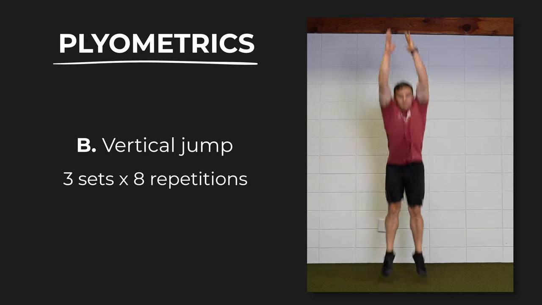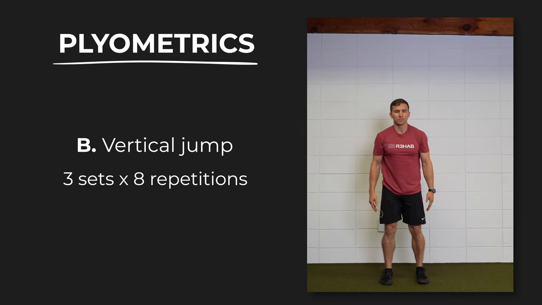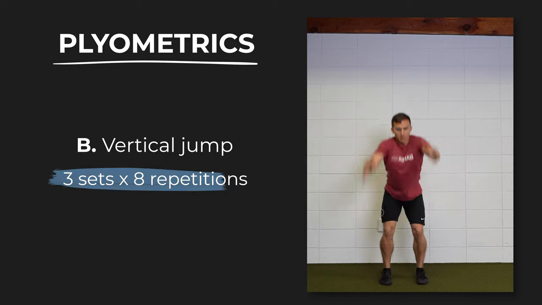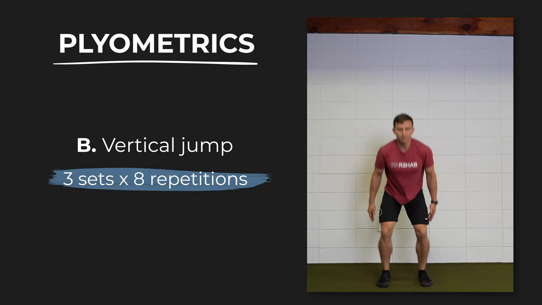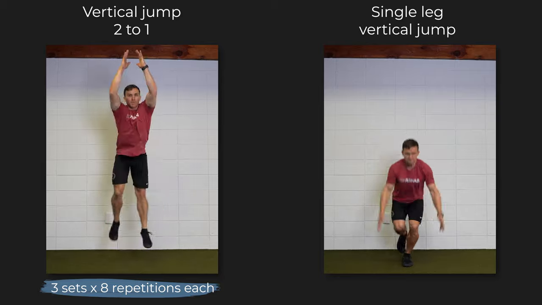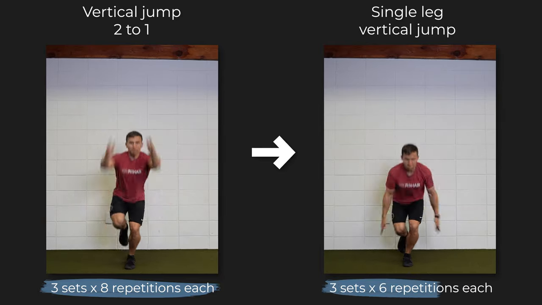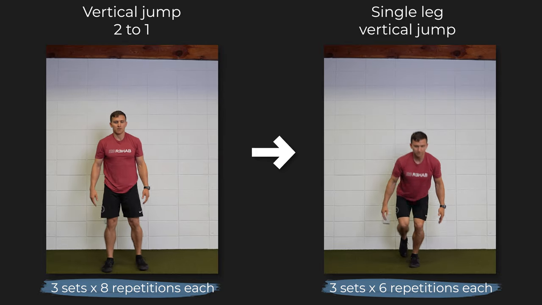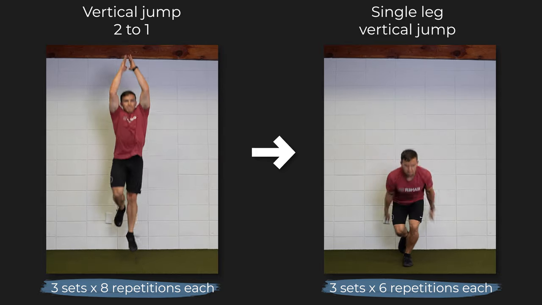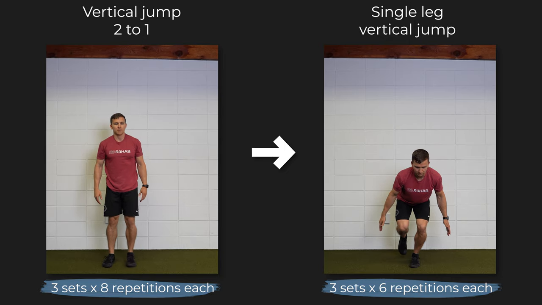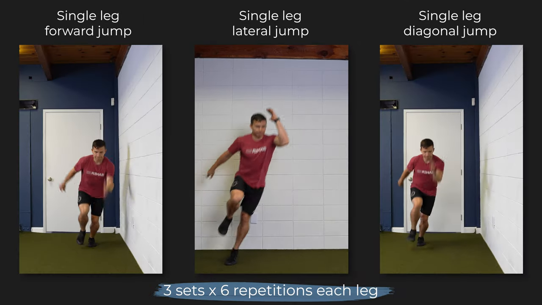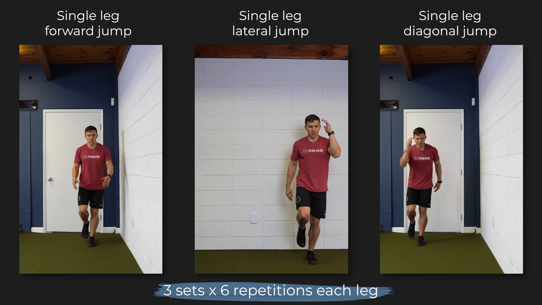For progression B, jump straight up off 2 legs and land on 2 legs. When you can perform 3 sets of 8 repetitions without discomfort, progress to jumping off 1 leg and landing on 2 legs for the same parameters. Finally, jump off 1 leg and land on 1 leg for 3 sets of 6 repetitions. Be sure to stick the landing every time. Other progressions include jumping forward, laterally, and diagonally.